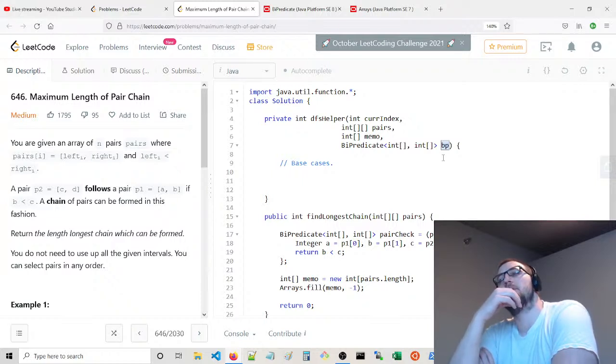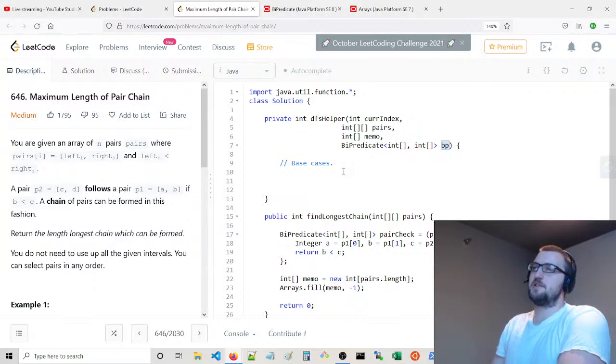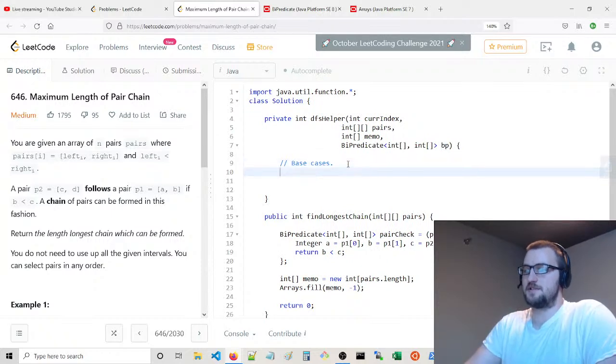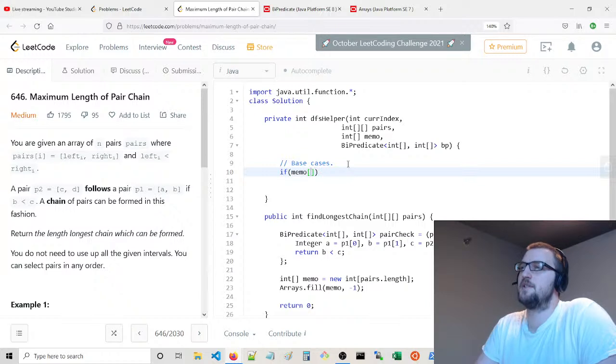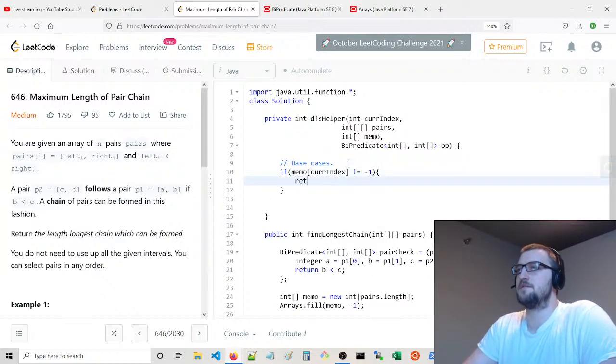And I guess the return value would initially just be 0. And so just 1 plus 0 if there are no children. So I think there really isn't a base case. The only base case you have is the memoization. So we say if memo of current index is not equal to -1, then you return memo of current index.